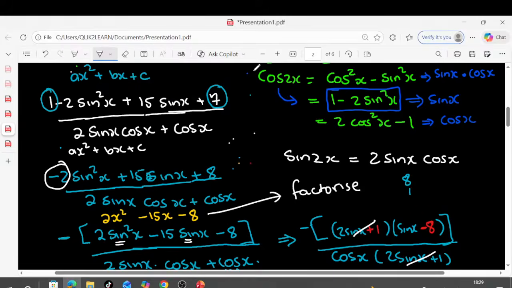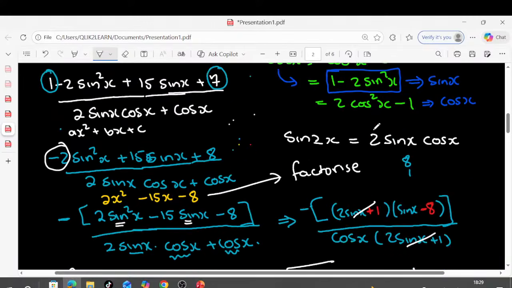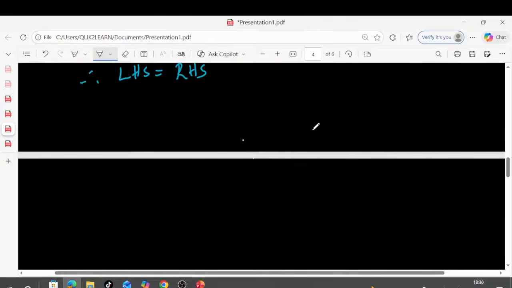Let's try to answer the next question. On this question, they say: for which values of x, where x is an element of this, is it undefined? You know what I'm going to do to answer this problem? Remember that if we say something is undefined, we're going to let whatever we have on the denominator equal to 0, then we solve for x.